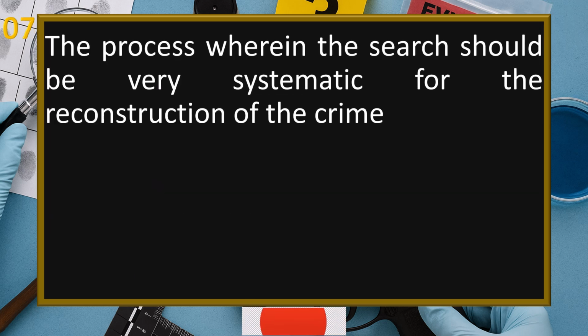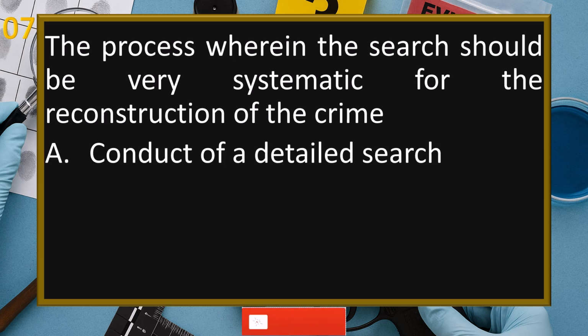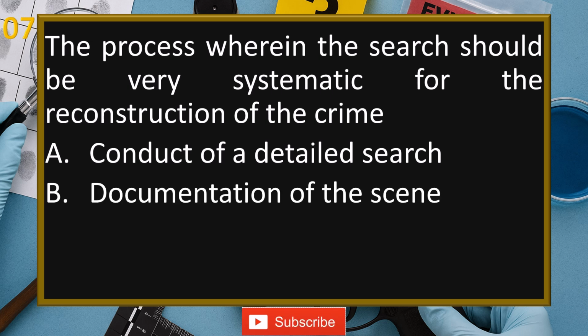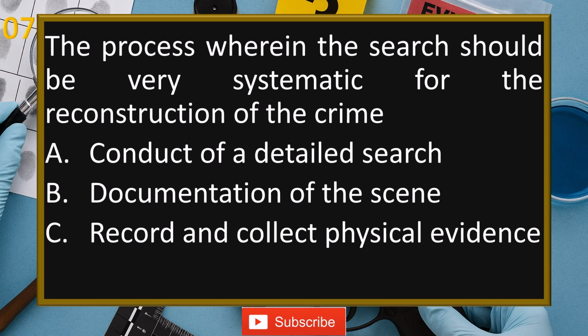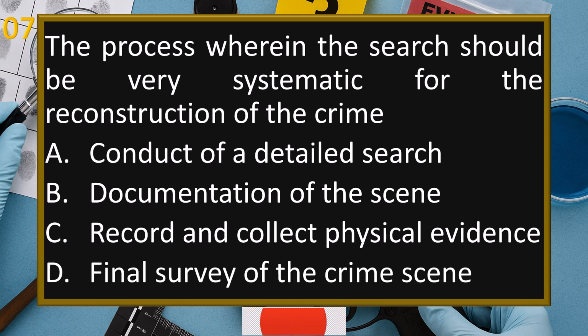The process wherein the search should be very systematic for the reconstruction of the crime. A. Conduct of a detailed search. B. Documentation of the scene. C. Record and collect physical evidence. D. Final survey of the crime scene.